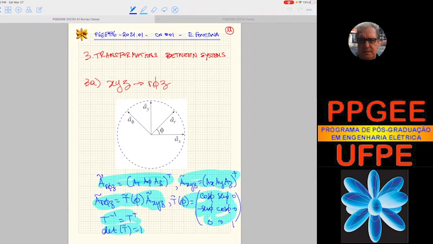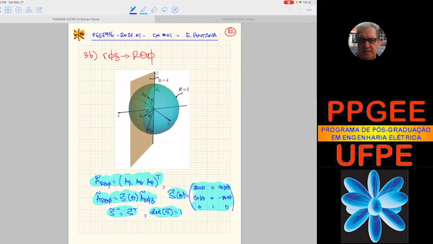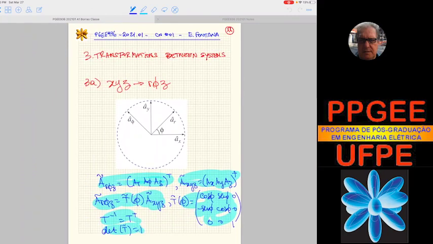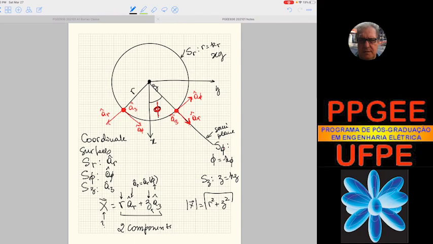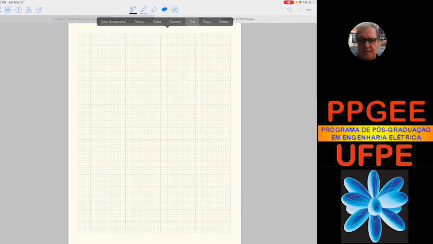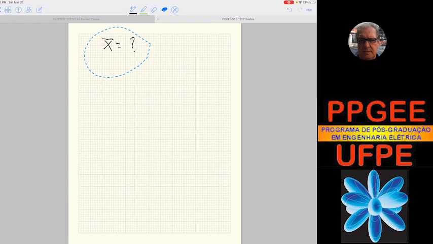Finally, I would like to talk about coordinate transformations. Sometimes we have a vector expressed in one system and you want to change to a different system. I'm going to do some algebra here just to illustrate how you do this calculation. Of course, sometimes you also have to change the coordinates, right?